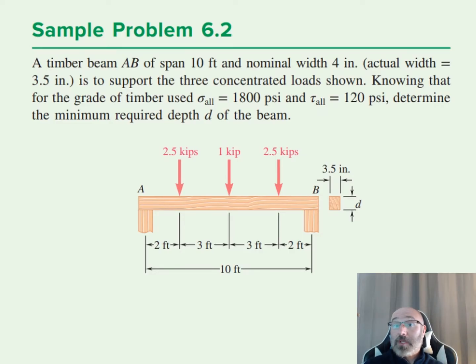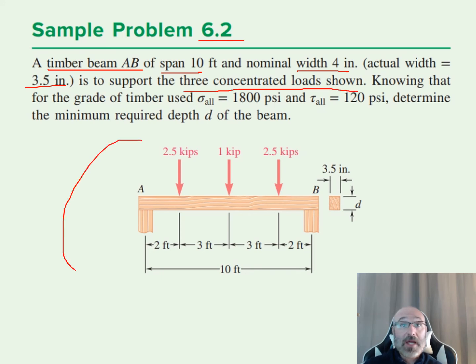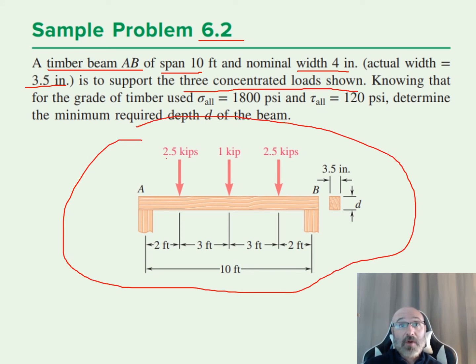So let's apply some of the key theory and equations that we saw earlier in this module to an example problem. Let's take a look at example problem 6.2 from our textbook. In this problem, we have a timber beam AB. They tell us it has a span of 10 feet, a nominal width of 4 inches, and an actual width of 3.5 inches. This beam supports 3 concentrated loads as shown in our diagram: a 2.5 kips load, a 1 kip load, and 2.5 kips for the third load.